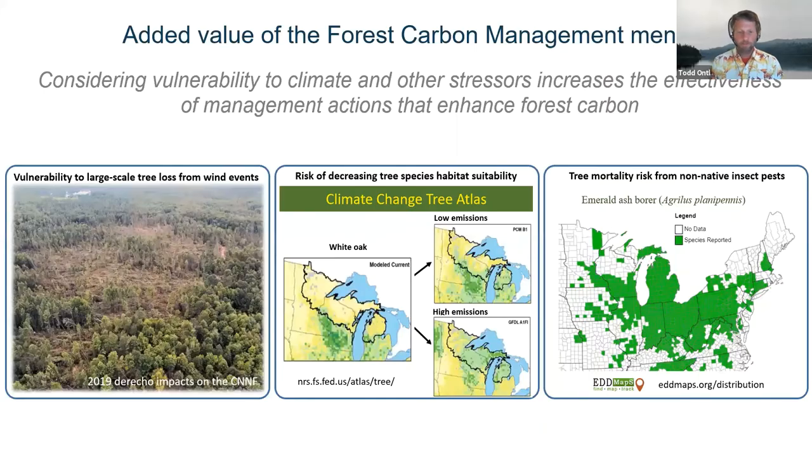A couple of high-level things make this resource unique and really help people find that overlap between mitigation and adaptation. Using it with a workbook, the menu helps managers intentionally consider the vulnerability of their forests to a whole variety of climate impacts, consider what those impacts mean for carbon, and then make adjustments to their management to minimize those risks.